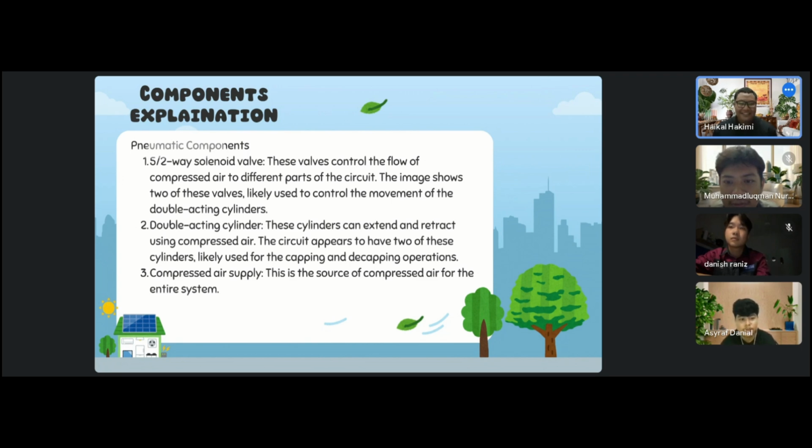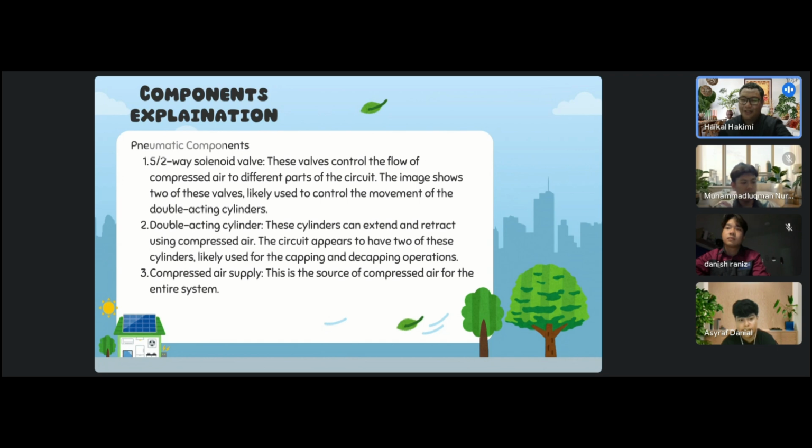The function of the double-acting cylinder is that cylinders are actuators that convert compressed air energy into linear motion. For the operation of the double-acting cylinder, they have two ports, one for each side of the piston. When air is supplied to one port, the piston moves in that direction. To reverse the direction, air is supplied to the opposite port.